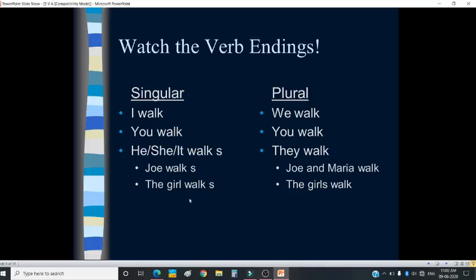They walk. Joe, singular, walks. The girl is singular, walks. Joe and Maria. Two persons are here, Joe and Maria. So we need not add s. Walk. We have to use the present tense of the verb. The girls walk. You know this. Everything you know. It is very easy. You have already learned it. However, I am just reminding you what it is. Okay. Here, this is the form. Walk, walks, walks.